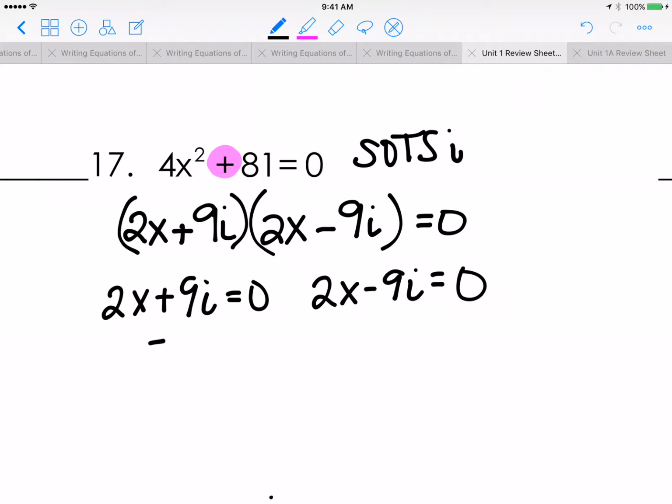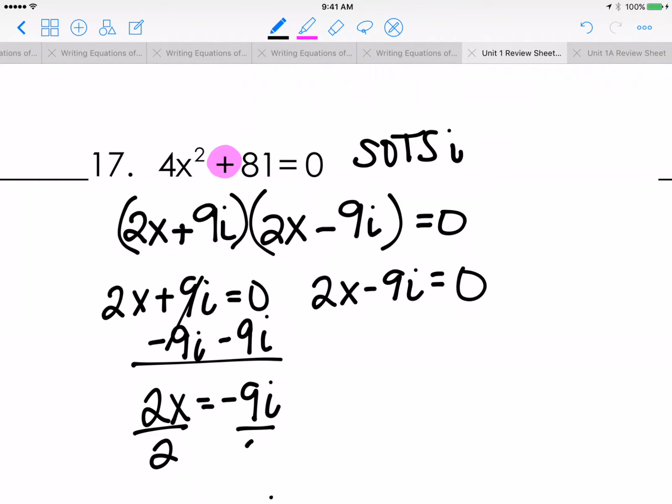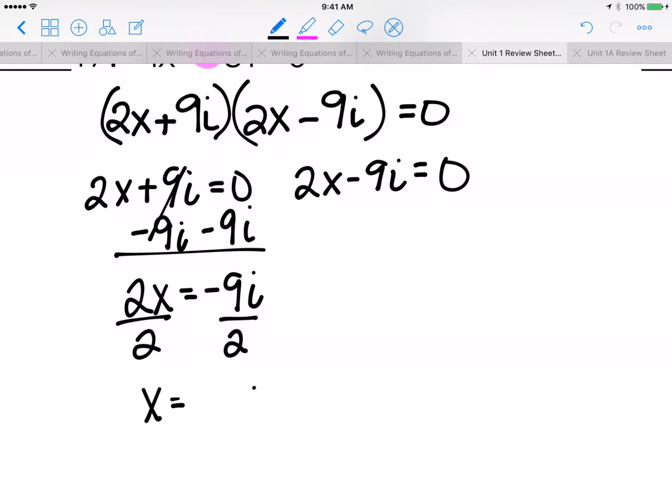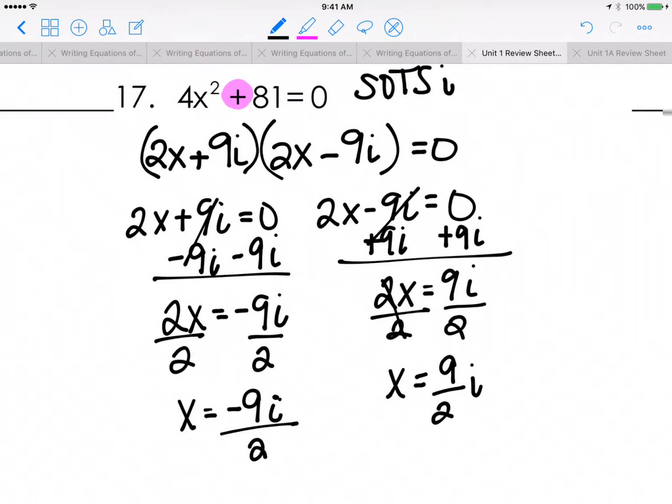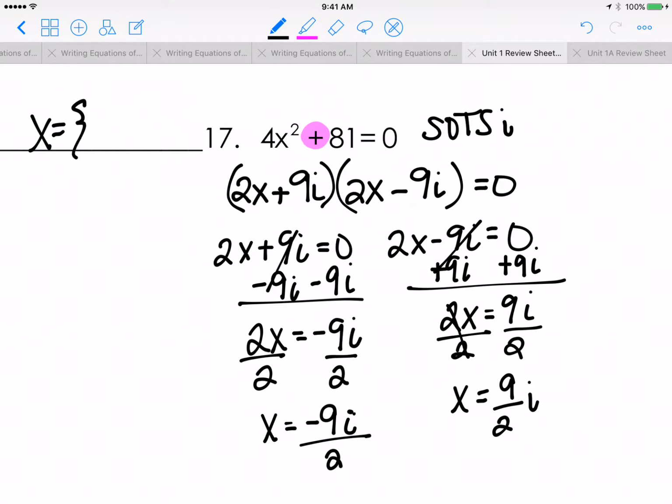So you subtract over your 9i, and you get 2x is equal to 9i, and then divide by 2, because we want to get x by itself. Okay, same thing on the other side, except we're going to add over 9i and divide by 2. So then our answer is x equals, and you can either write it negative 9 halves i, or you can say plus or minus 9 halves i and write it as 2.